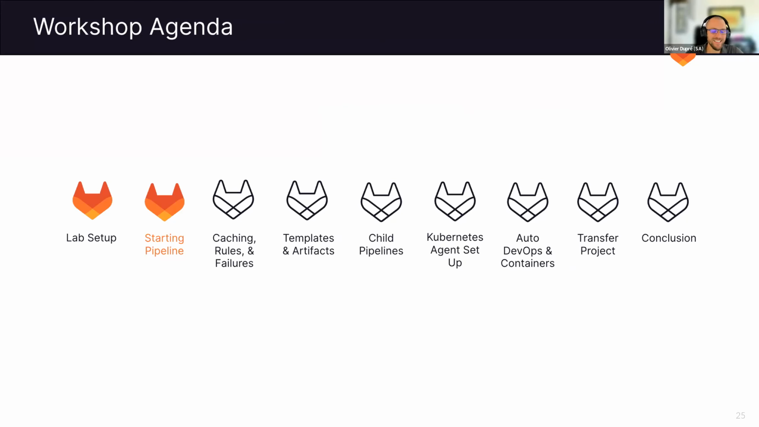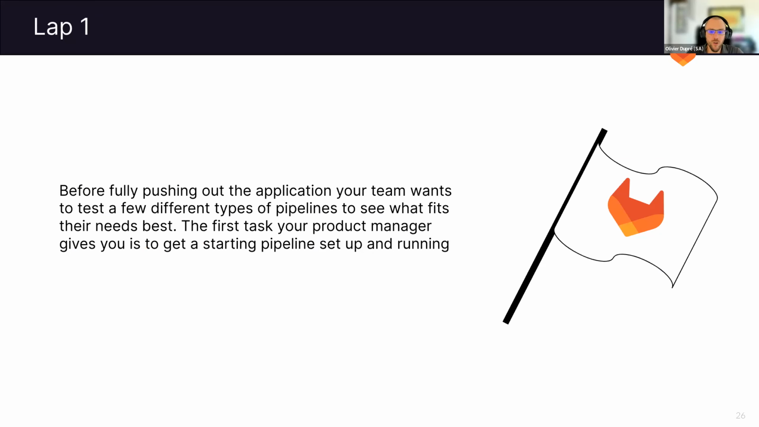Okay, let's start the pipeline. So before fully pushing the application, our turnkey racing game, we want to try different types of pipelines and see which one fits our needs, which one is perfect for our product. So this is our very first step, and we will start a pipeline, define it, and see how it runs.